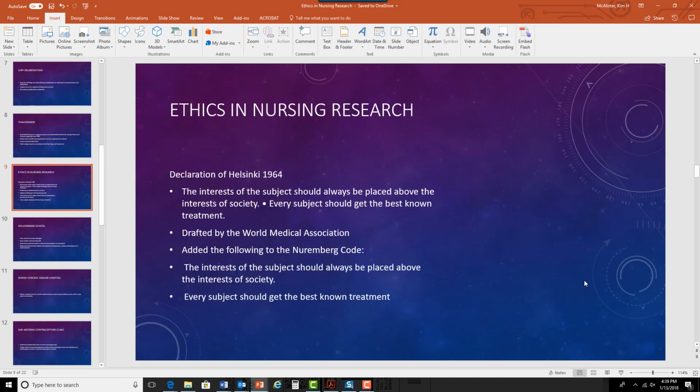The next one we want to look at is the Declaration of Helsinki. This was an international proclamation, and it said that the interest of the subject in research should always be placed above the interest of society, and that anyone participating in human research should get the best possible medical care or treatment. In addition to the other provisions of the Nuremberg Code, it added that the interest of the subject should be placed above society, and that every subject should get the best known treatment, which is just what I said.